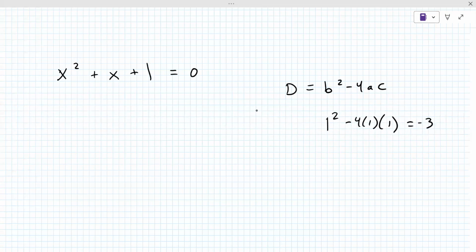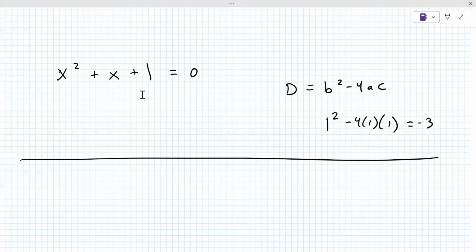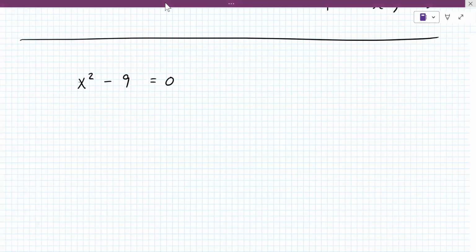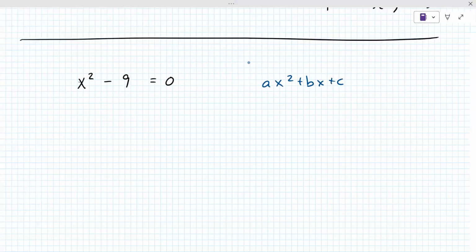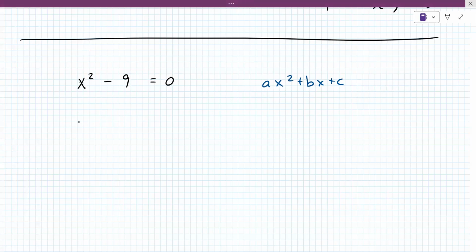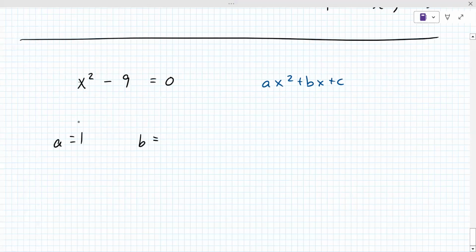All right. Maybe our last question, we'll see. Let's say I give you a problem like this. I tell you it's x squared minus 9 equals 0. Notice that this is not in the form ax squared plus bx plus c. Can you tell me the value of a, b, and c for this?